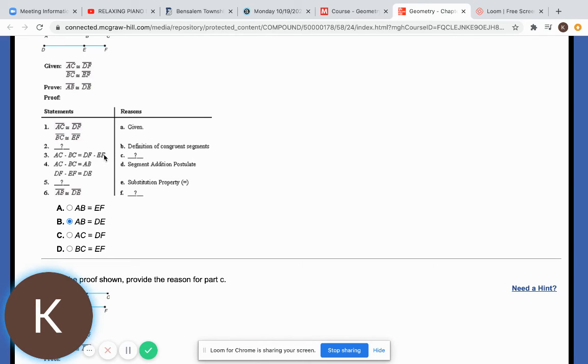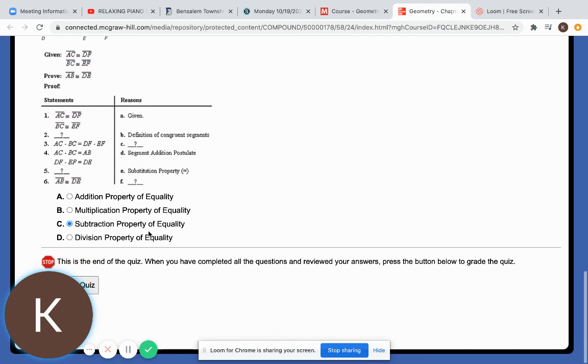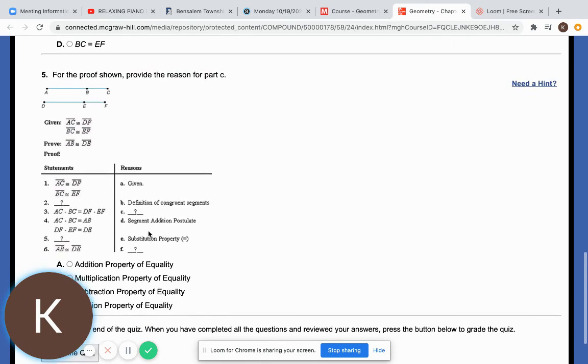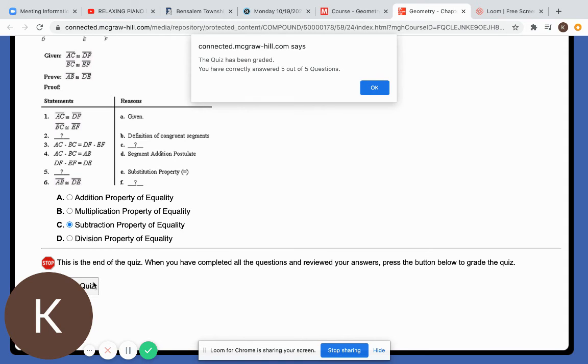You're taking this equation, all right, and you're subbing in AB for these two because it tells you AB equals them right down here. And you're subbing in DE for these two, okay? And that's how you get AB equals DE. All right. And I think that's all of them. So this is the end of the quiz. So let's go ahead and end this thing. All right, let's see how we did.